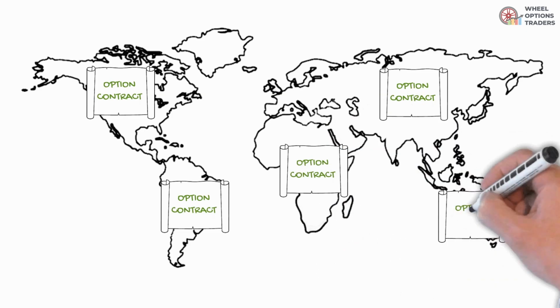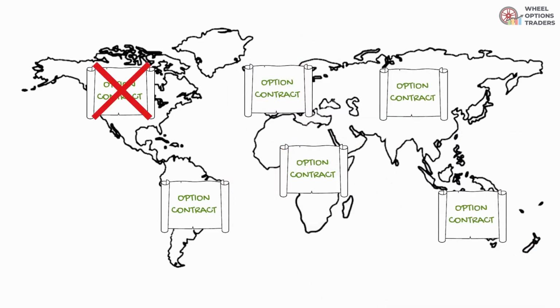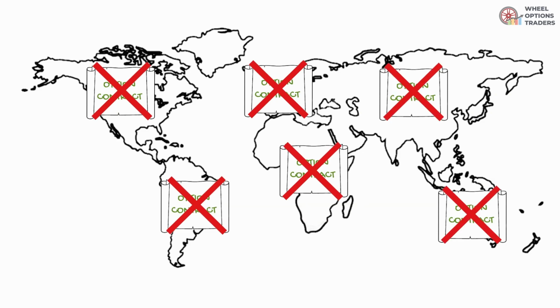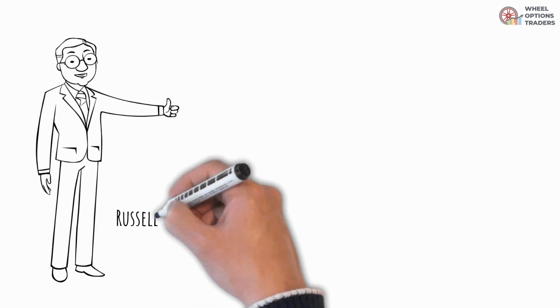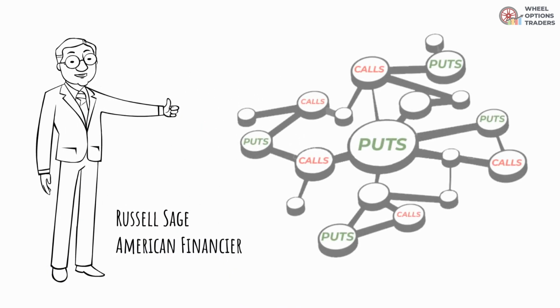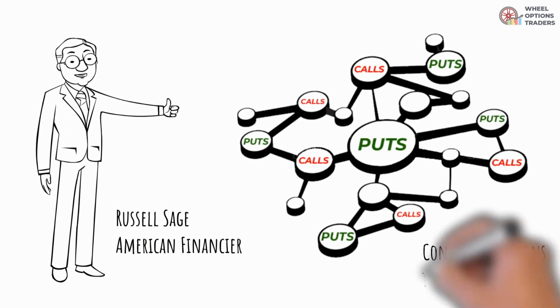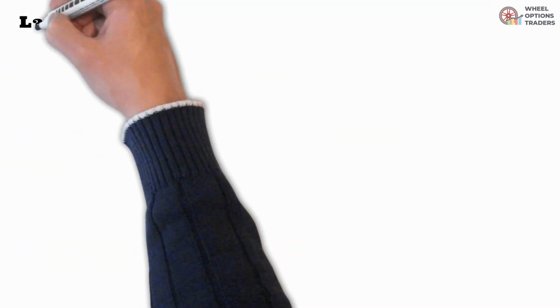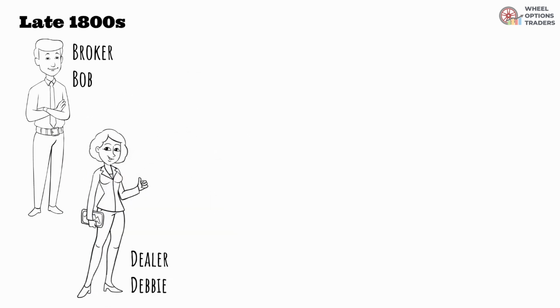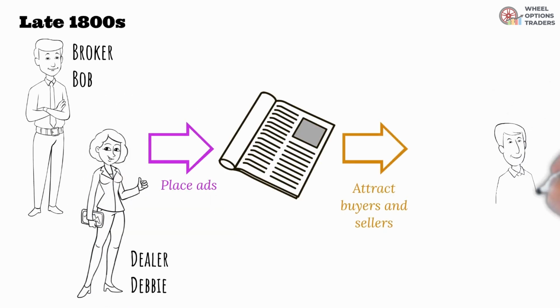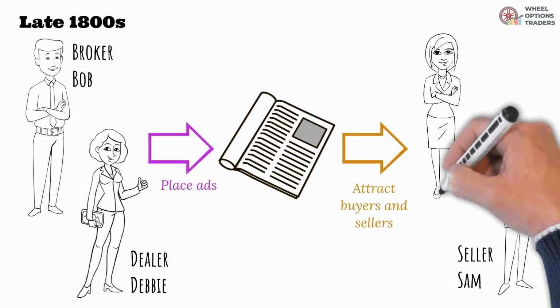In many parts of the world, they were banned and made illegal, and it wasn't until the 19th century that things began to change. Step up Russell Sage, an American financier. He set in place a controlled option trading system, which is used to this day. During the late 1800s, brokers and dealers started to place adverts to attract buyers and sellers of option contracts with a view to brokering deals.